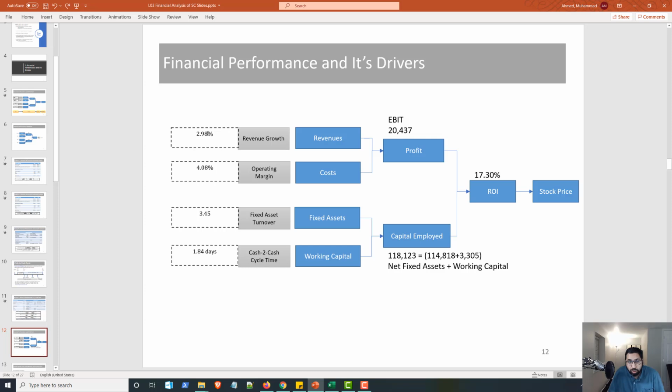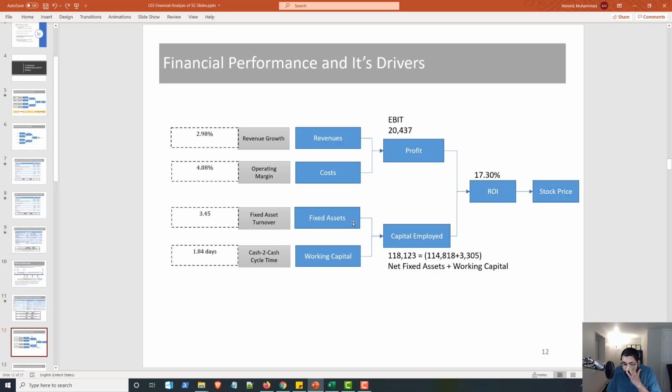Our revenue growth is 2.98%, operating margin 4.08%, fixed asset turnover 3.45. This is the dollars in sales generated from $1 in fixed assets. Cash to cash cycle time is 1.84 days. Our revenues minus costs, EBIT, earnings before interest and taxes, were about 2437. Everything is in millions, which is about 20 billion.